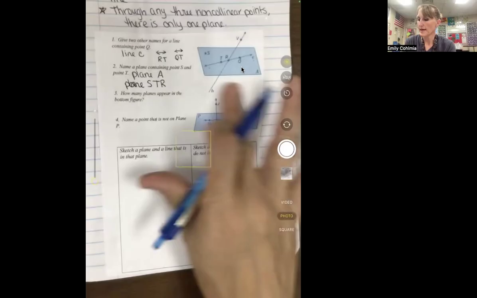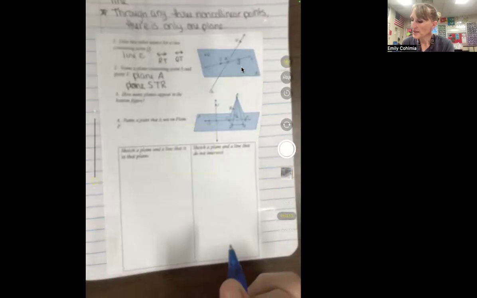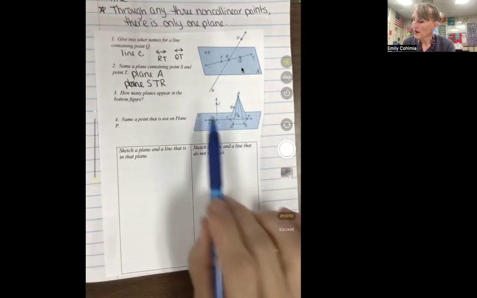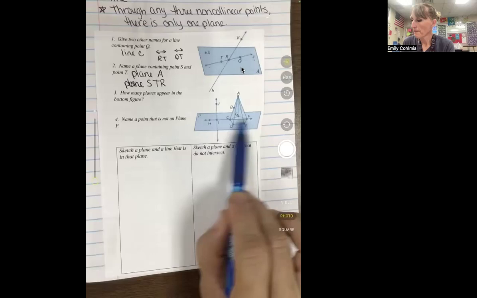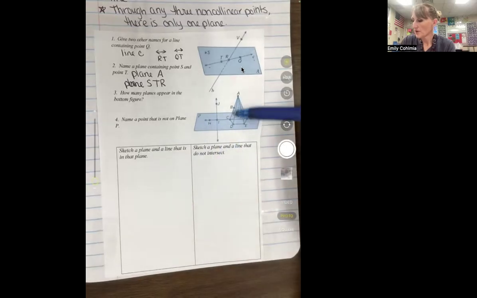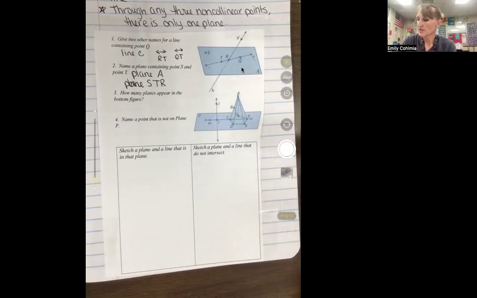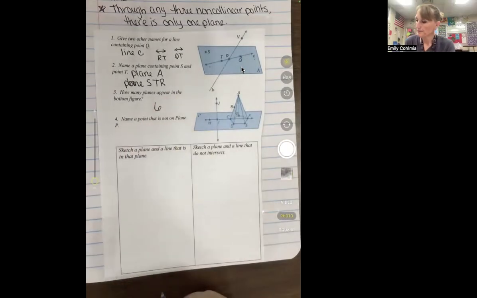Okay, so we're going to use this guy down here for 3. So how many planes appear in the bottom figure? So I see this plane right here. We've got this one, this one, this one, and then you've got your two in the back that you can't see. So this is not its own plane. This is sitting on plane P. So we have 1, 2, 3, 4, 5, 6 planes in the figure.